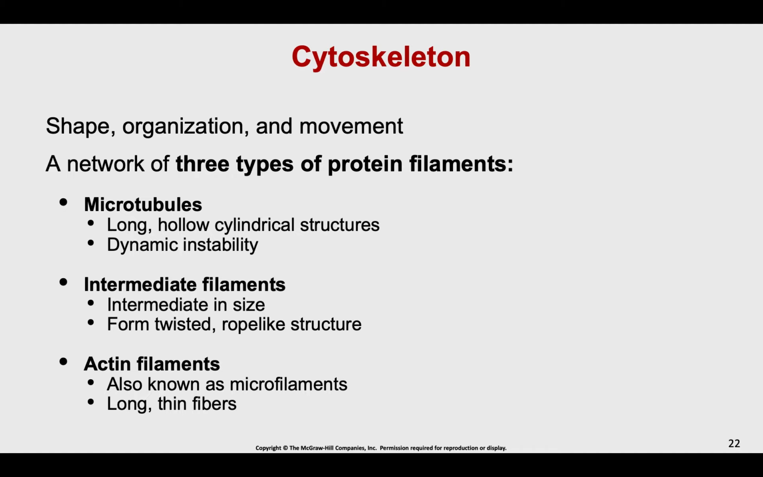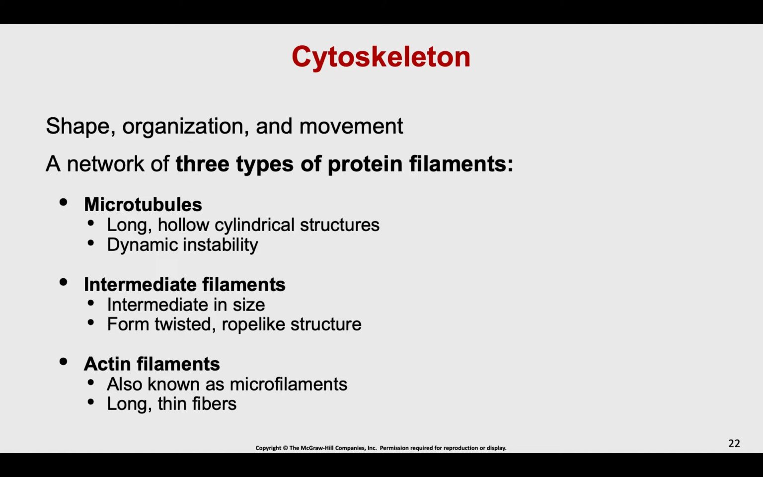So we have microtubules, which are long and hollow. They are made out of tubulin proteins, and they have a polar structure. They also show dynamic instability, which means they can oscillate between growing and shortening. This might be important when we start talking about cell division. Being able to lengthen and shorten those microtubules helps line up the chromosomes in cell division.